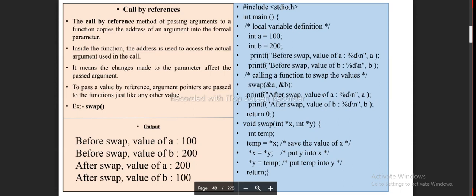x = *y; *y = temp; return. Before swap, value of a is 100. Before swap, value of b is 200. After swap, value of a is 200. After swap, value of b is 100.